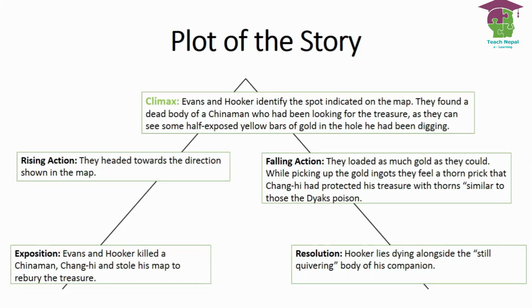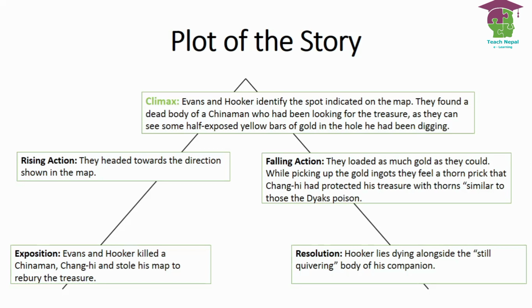Climax: Evans and Hooker identified the spot indicated on the map. They found the dead body of a Chinaman who had been looking for the treasure. They could see half exposed yellow bars of gold in the hole he had been digging. He was lying dead there, and he was reburying the gold. They could see the yellow parts half exposed there.